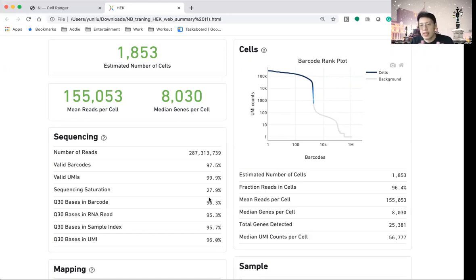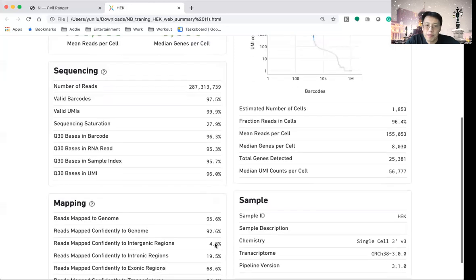Otherwise, you don't want this number to be too low, because then if you sequence more you're going to get more information, and you don't want it to be too high, because that indicates that you waste a lot of sequencing reads already. All the remaining numbers give you different levels of quality control, and you can see it's all over 90%.